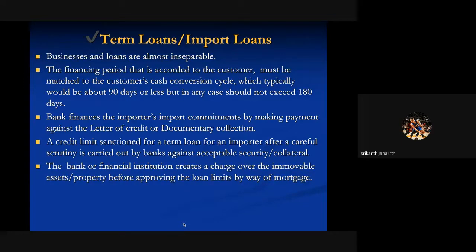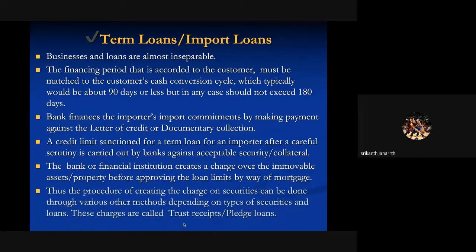So what happens when import loans are granted? Again it's the same way: there will be a limit established, right? But here, what you have to understand is that there is something called a trust receipt and a pledge loan. There are two things here. When the importer has a limit, against that limit there are instances where he will say, okay, I want a trust receipt. Trust receipt is an agreement between the importer and his bank: we are going to give him a loan against the commodity, against the goods that he imported.